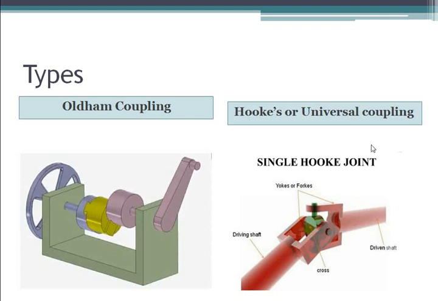And this is a Hooke's coupling or universal coupling. If there is any angular misalignment, that is, when the axes of the shafts meet at a point, this is the axis of the driving shaft and this is the axis of the driven shaft. These two axes will meet at a point. In this application, we can use a universal coupling. These are some of the couplings.